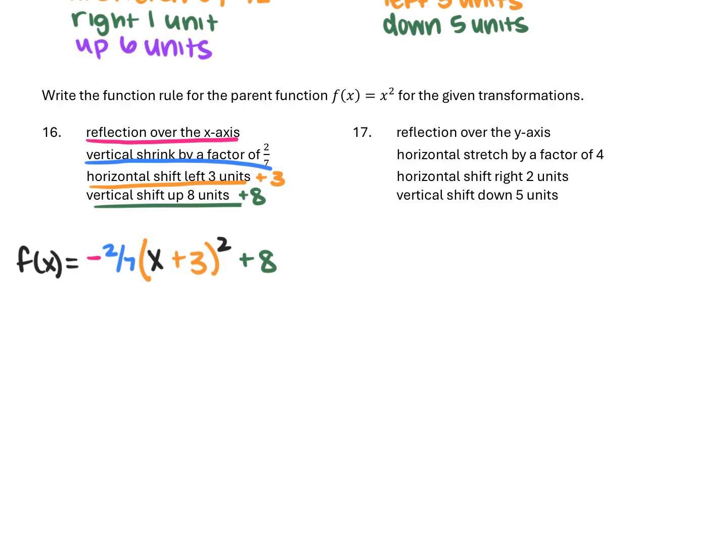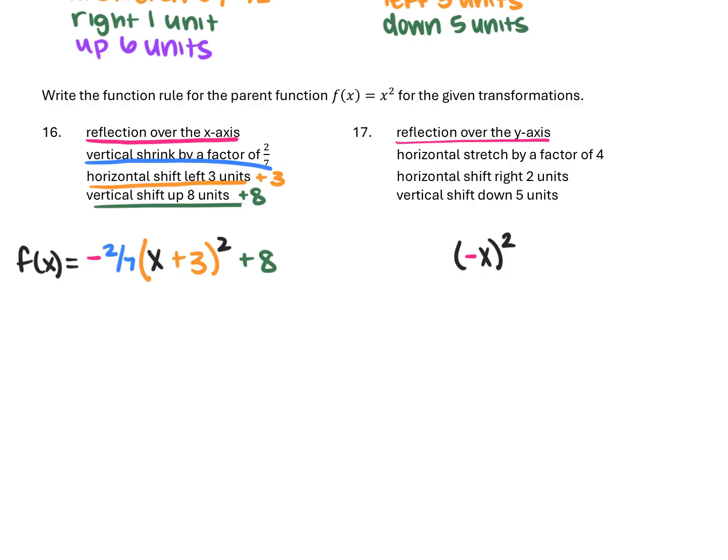For your last question, number 17, you are still using the parent function of f of x is equal to x squared. For this one, though, you have a reflection over your y-axis, a horizontal stretch by a factor of 4, a horizontal shift right 2 units, and a vertical shift down 5 units. So we're going to start with your x squared. First thing is reflection over your y-axis. So that's going to go directly in front of the x, and you're going to have parentheses. So I'd put parentheses around that negative x, squared then.